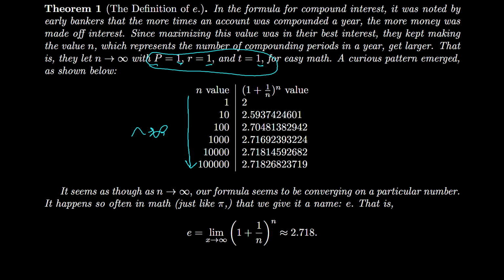So at first, it jumps quite a bit. 59 cents is a lot for just a dollar to earn extra just for doing it an extra 9 times. But then we do it an extra 90 times between here and here, and the difference between these two isn't anywhere near as much. And then we do it an extra 900 times between here and here, and we barely get a penny out of it.